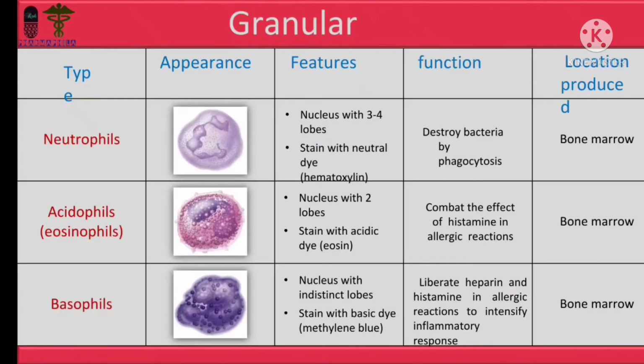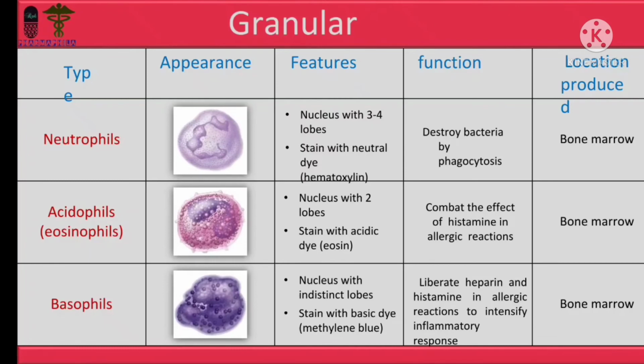Now the features. Neutrophils have a nucleus with 3 to 4 lobes, as you can see in the picture: 1, 2, 3 and 4 lobes. Their basic function is to destroy bacteria by phagocytosis. Their location of production is bone marrow. All of the WBCs are produced in the bone marrow, so this is a similarity in all types of WBCs.